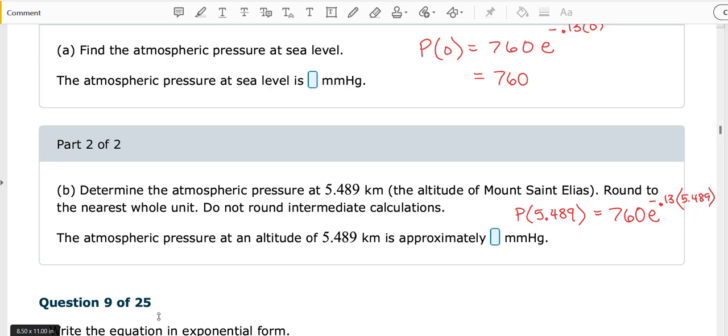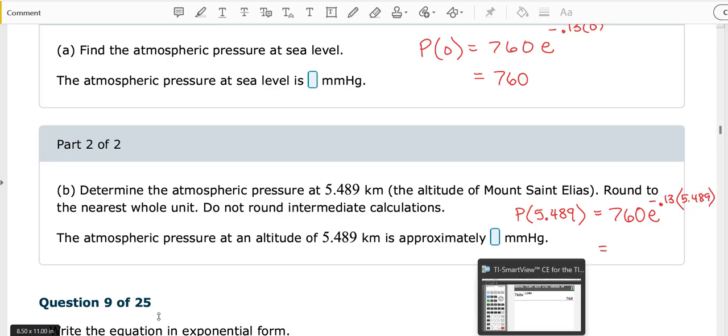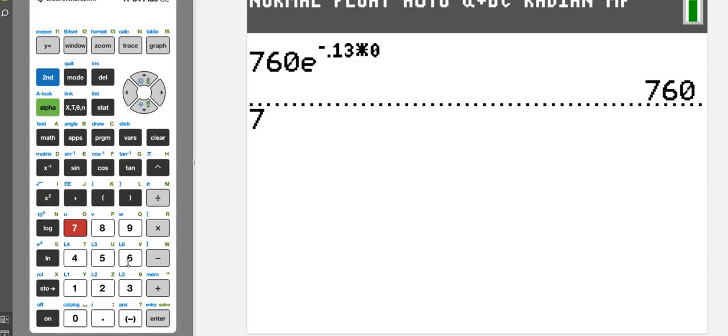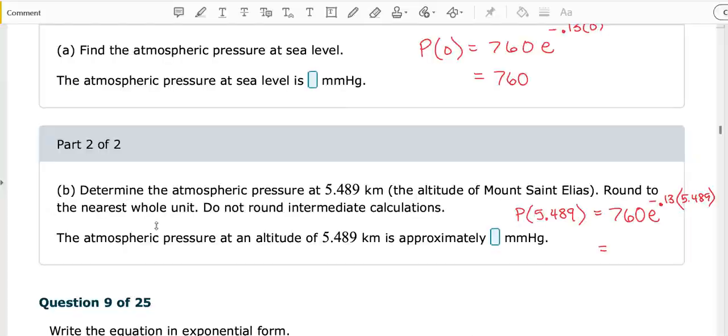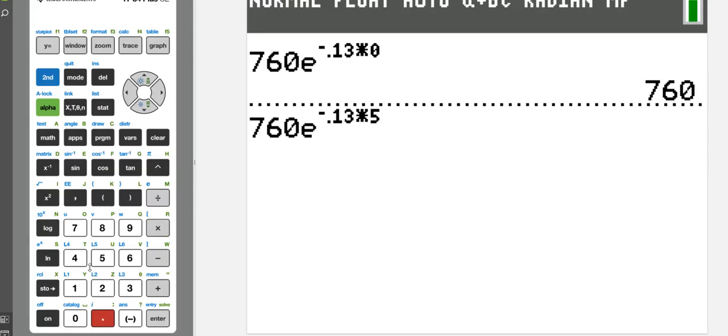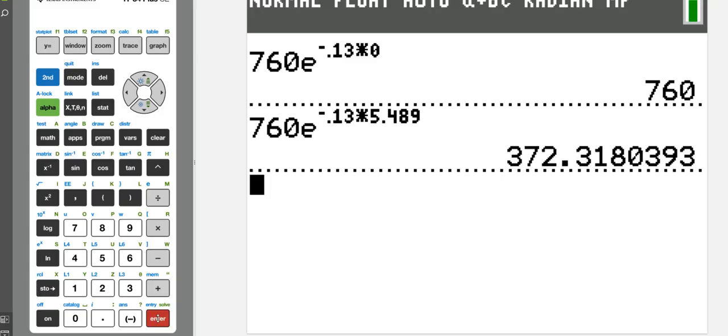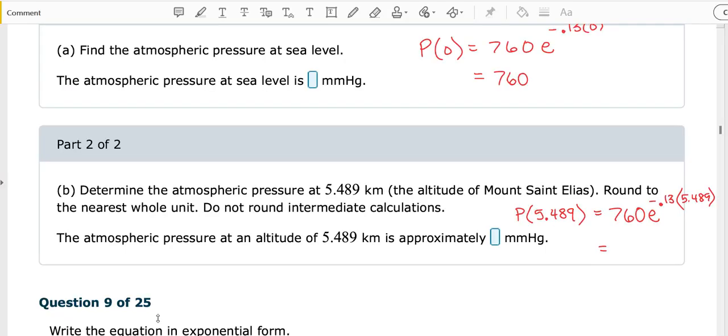760 times e to the negative 0.13 times 5.489. I get 372.3. Now be careful. It tells you to round to the nearest whole unit. The nearest whole unit would be 372. That's your answer.